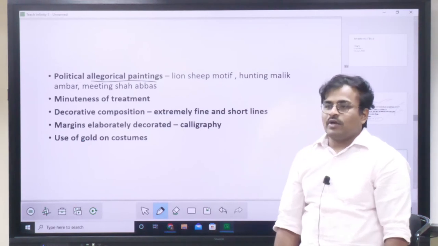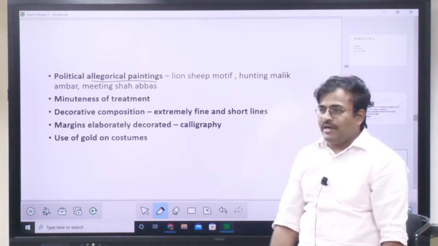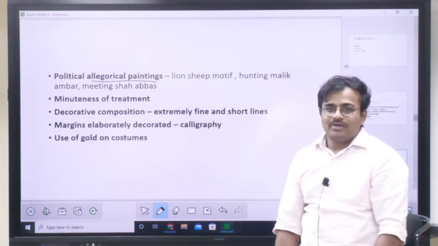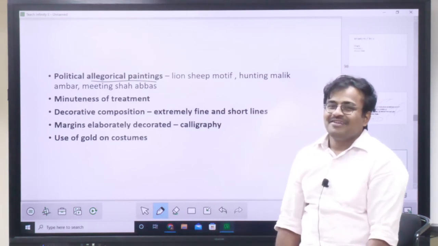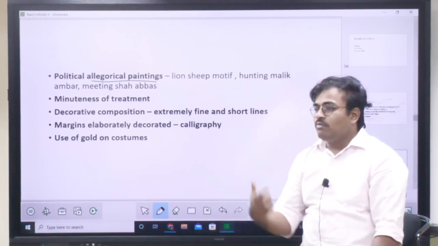So rather than really hunting down Malik Ambar, he commissioned a painting which showed Jahangir killing Malik Ambar, because he was not able to really capture him. At least in paintings, he wanted to get some satisfaction.